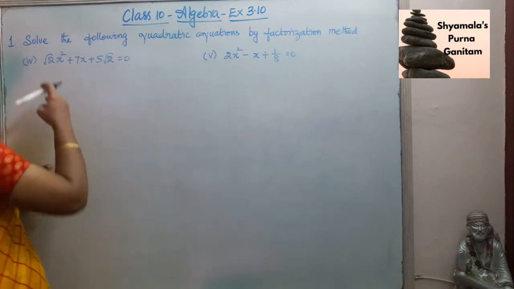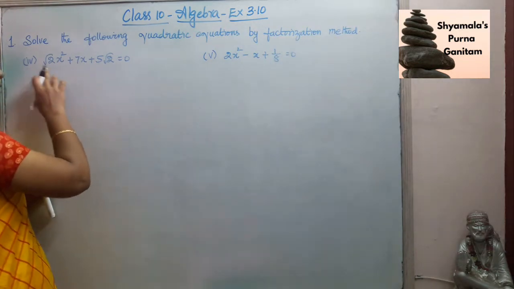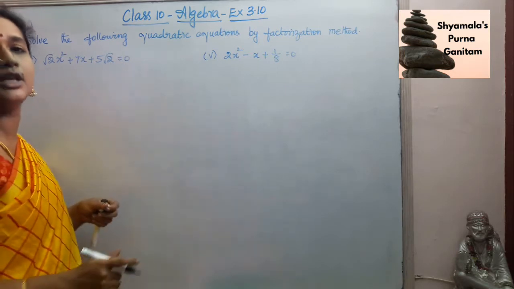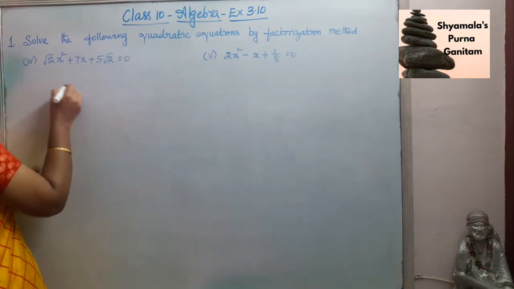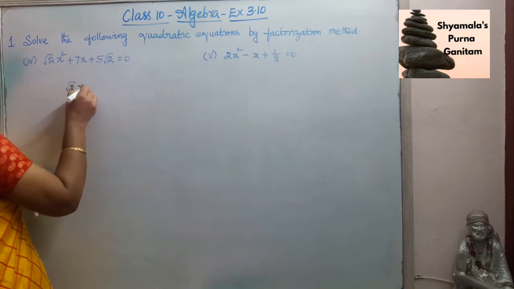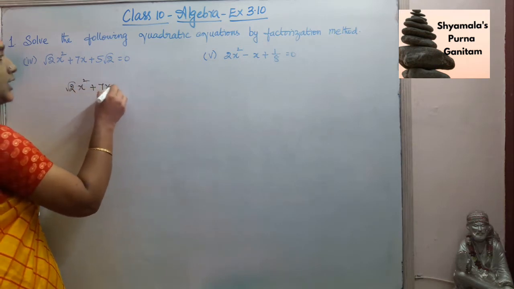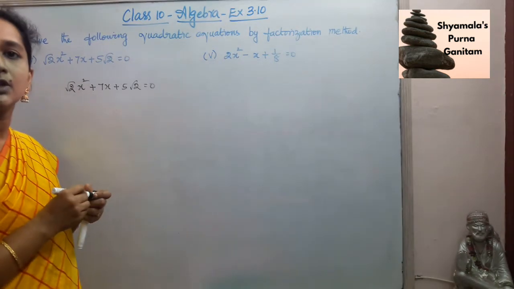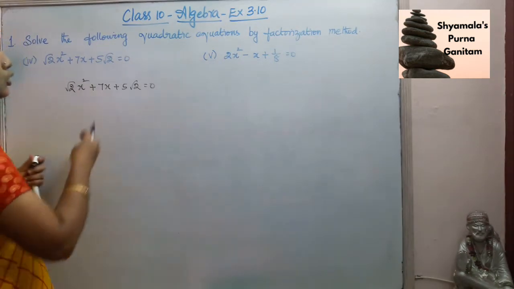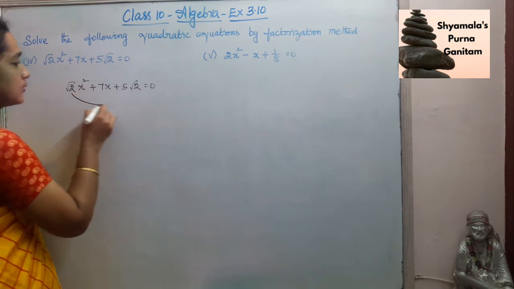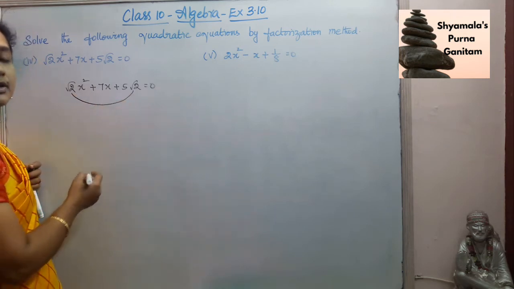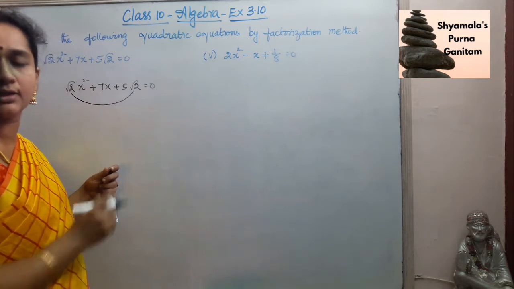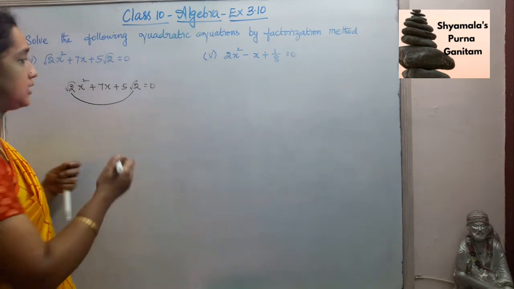Fourth sum. Root 2x squared plus 7x plus 5 root 2 is equal to 0. So here we have root 2 and 5 root 2. We have to cross multiply this, since we are having a coefficient for x squared, so that has to be multiplied with the constant term.